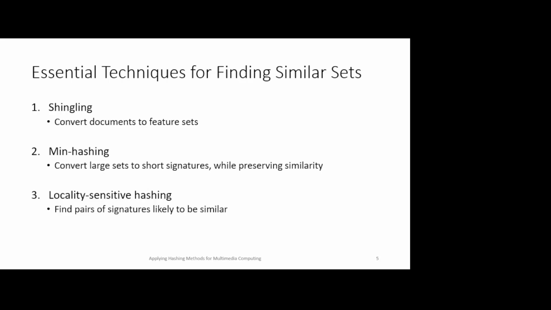The third technique is called locality sensitive hashing. This idea tries to improve on min hashing, to give a very good index structure so that we can find similar signatures very efficiently.